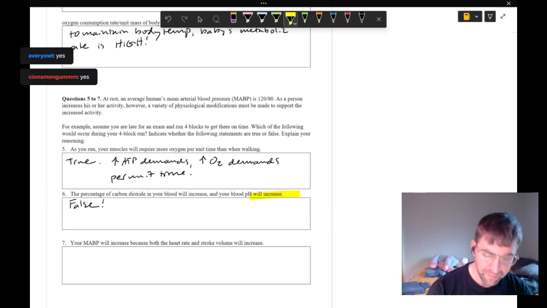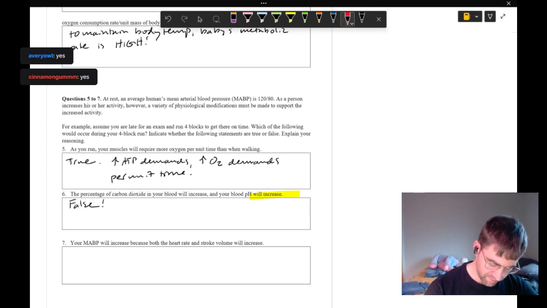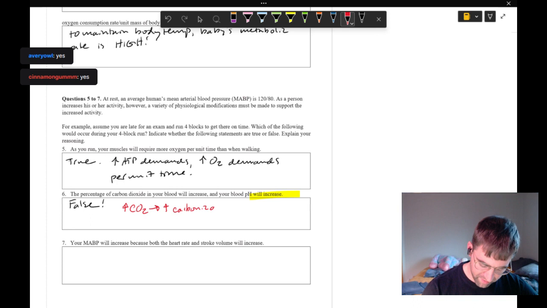This is the problem. Higher levels of carbon dioxide will produce higher levels of carbonic acid, which will reduce blood pH, making it more acidic. Increased CO2 leads to increased carbonic acid, which is increased acidity, which is decreased pH.